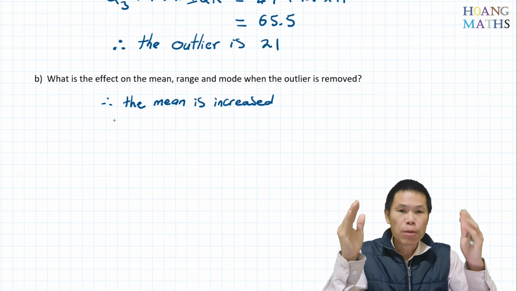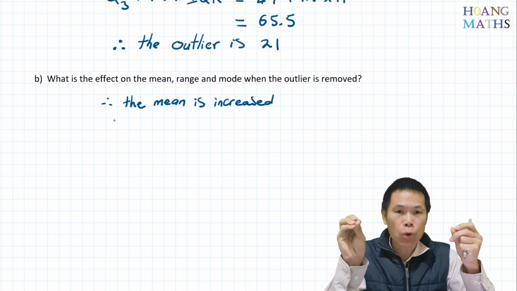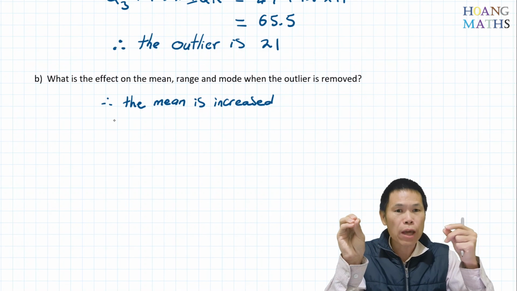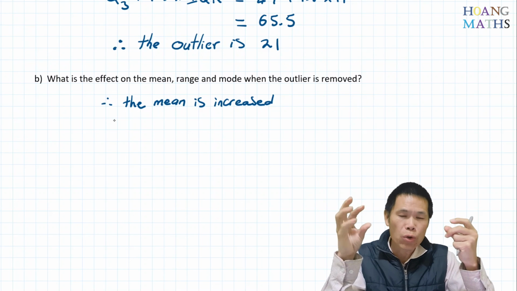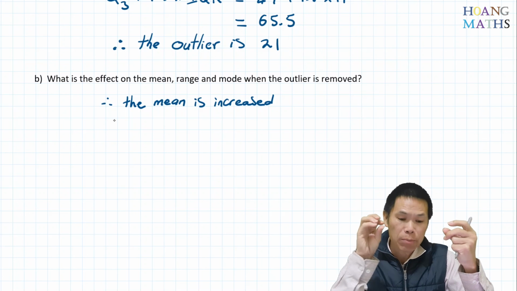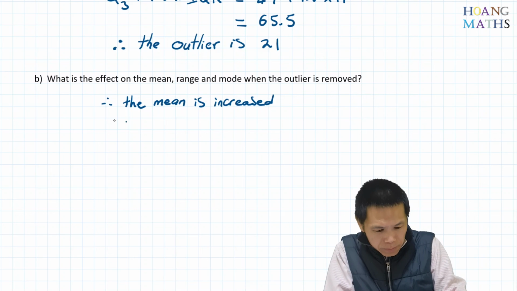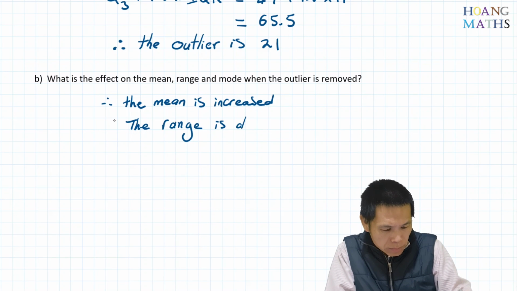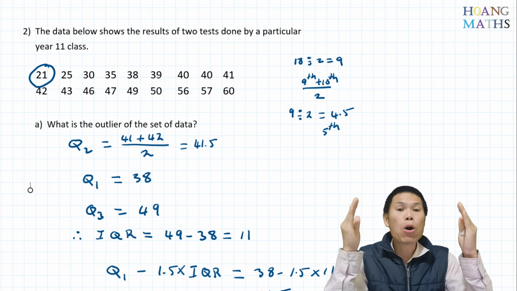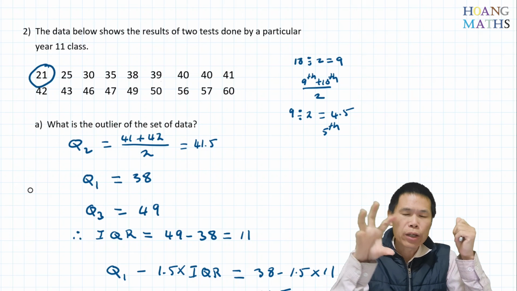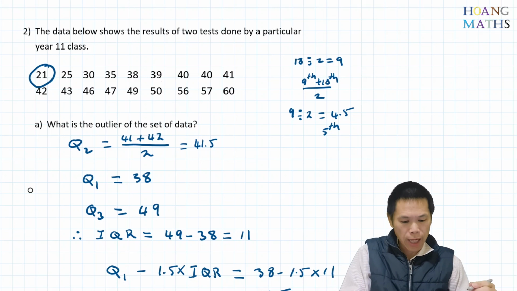For the range, because the range is the higher score minus the lower score, if the smaller score, 21, is removed, the range is reduced, because the largest score minus the smallest score, with 21 removed, means the other number must be greater than 21. So the range is decreased. And the mode for this set of scores is not 21, so if we remove 21, the mode stays the same. It doesn't change.